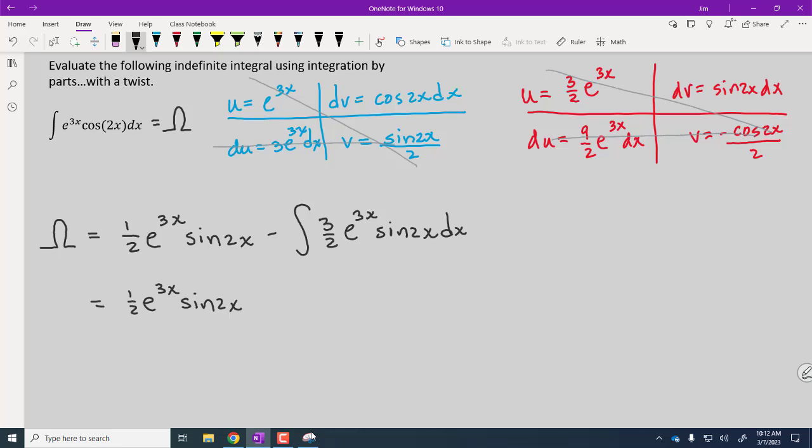So when we look at u times v, it is negative. That's going to change the sign right here to positive, and we're going to end up with 3/4 e to the 3x cosine of 2x. And then plus the integral of v du. V du happens to be negative, so that becomes minus the integral of 9/4 e to the 3x multiplied by cosine of 2x.